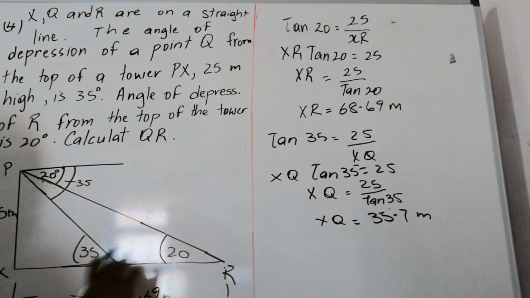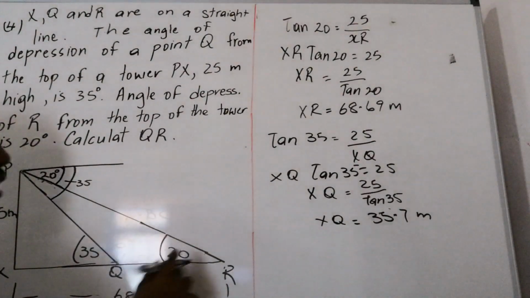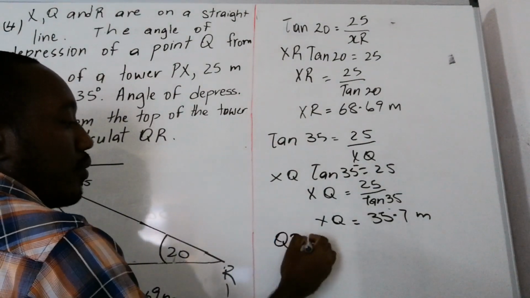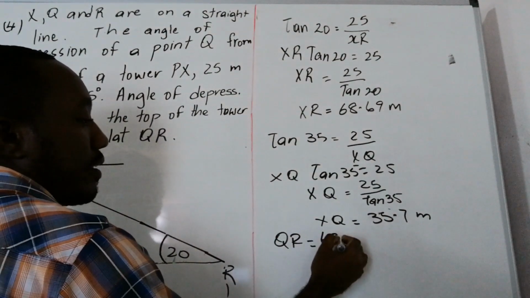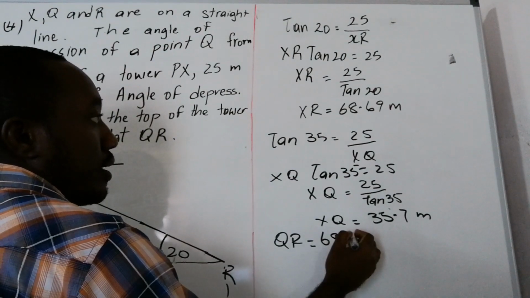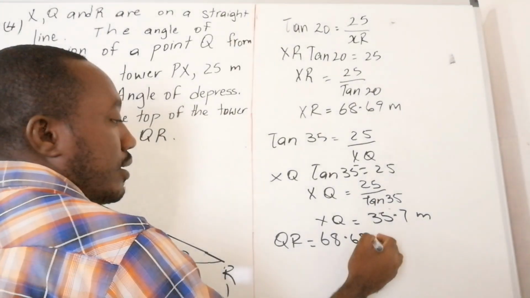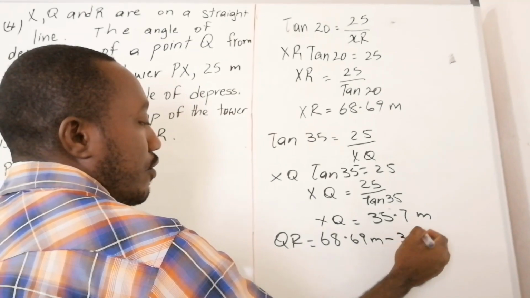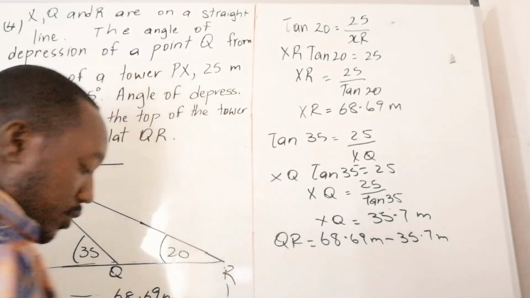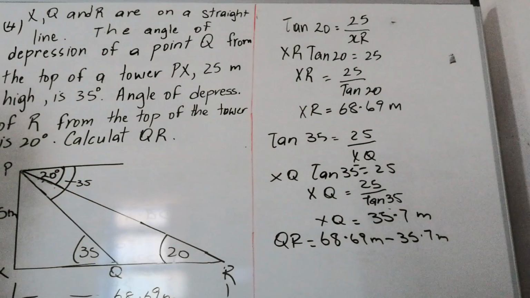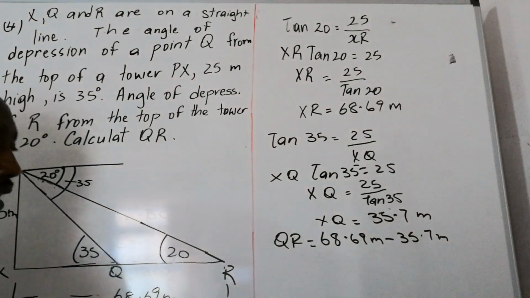So the difference between XR and XQ will give us QR. So QR will be equal to 68.69 meters, subtract 35.7 meters. So take your time and let's do that. 68.69 minus 35.7, which will give us 32.99.